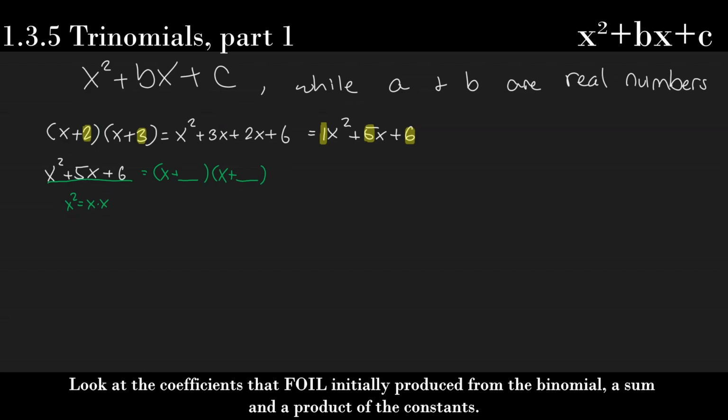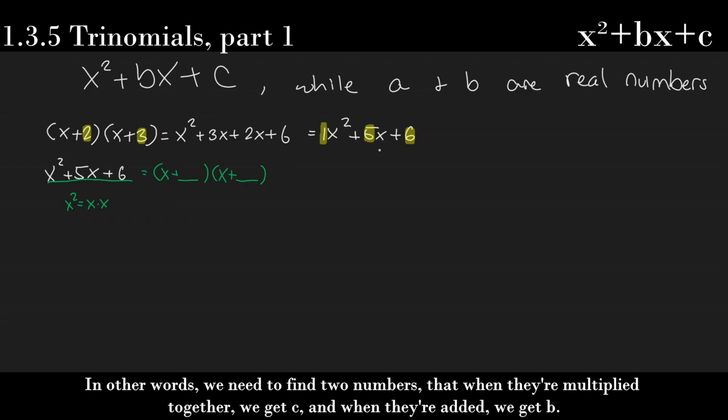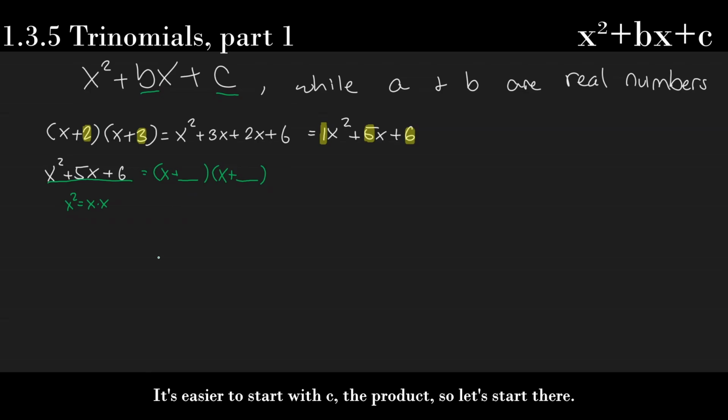Look at the coefficients that FOIL initially produced from the binomial, a sum and a product of the constants. This product and sum were produced from 2 numbers. So we need to find those 2 numbers. In other words, we need to find 2 numbers that when they're multiplied together, we get c, and when they're added, we get b. It's easier to start with c, the product, so let's start there.